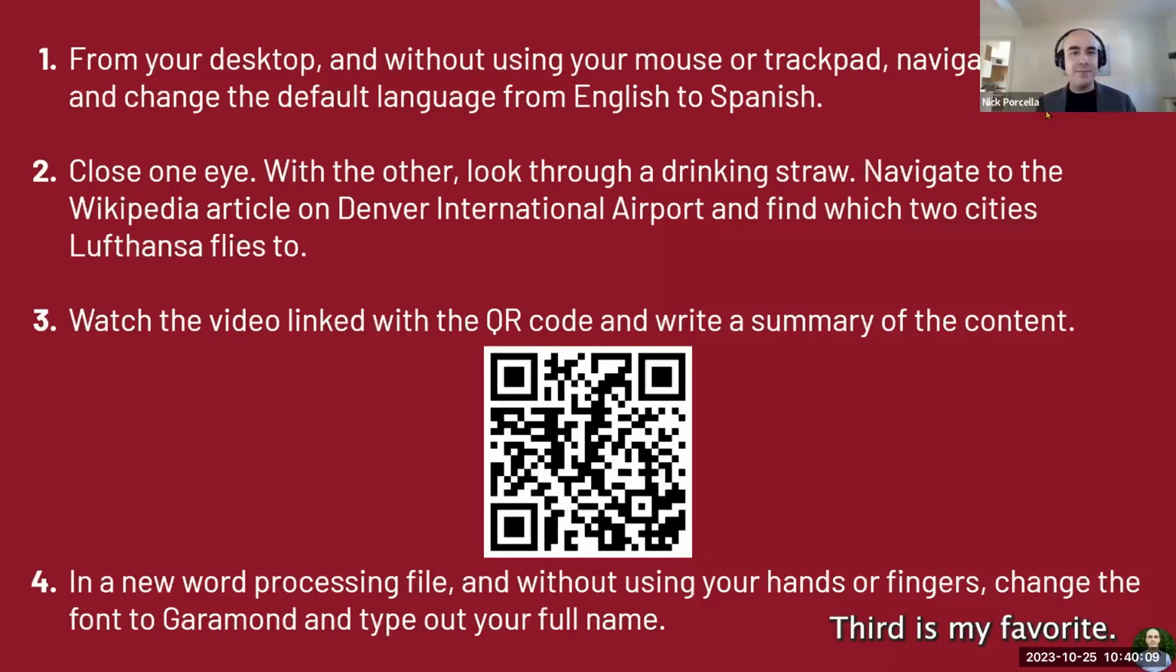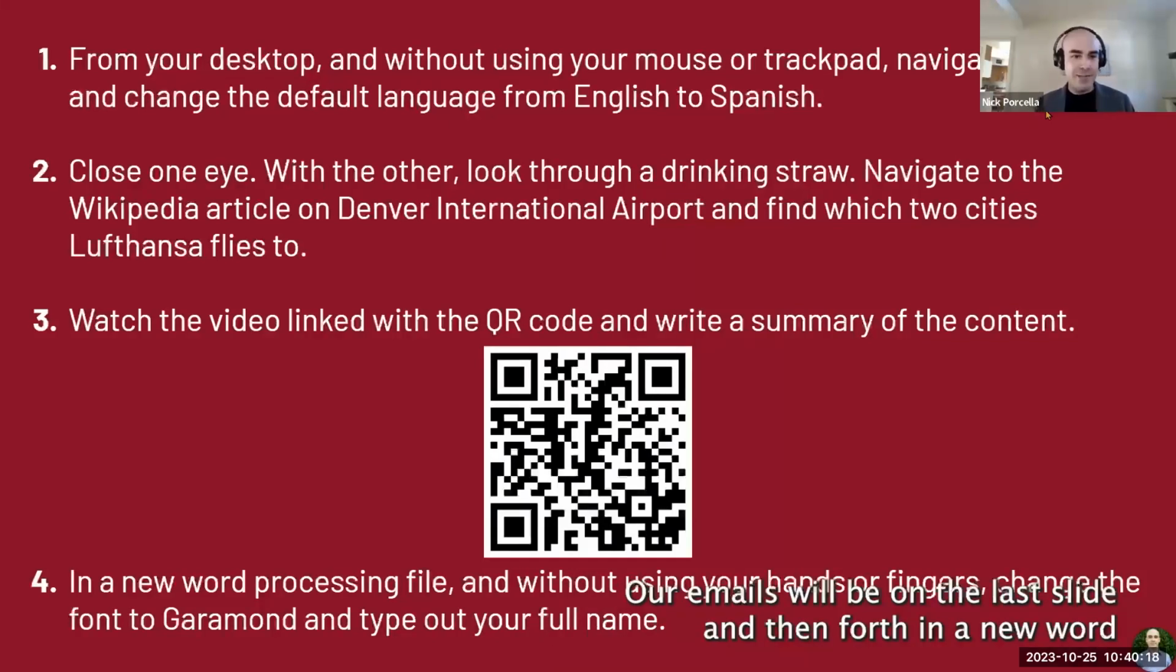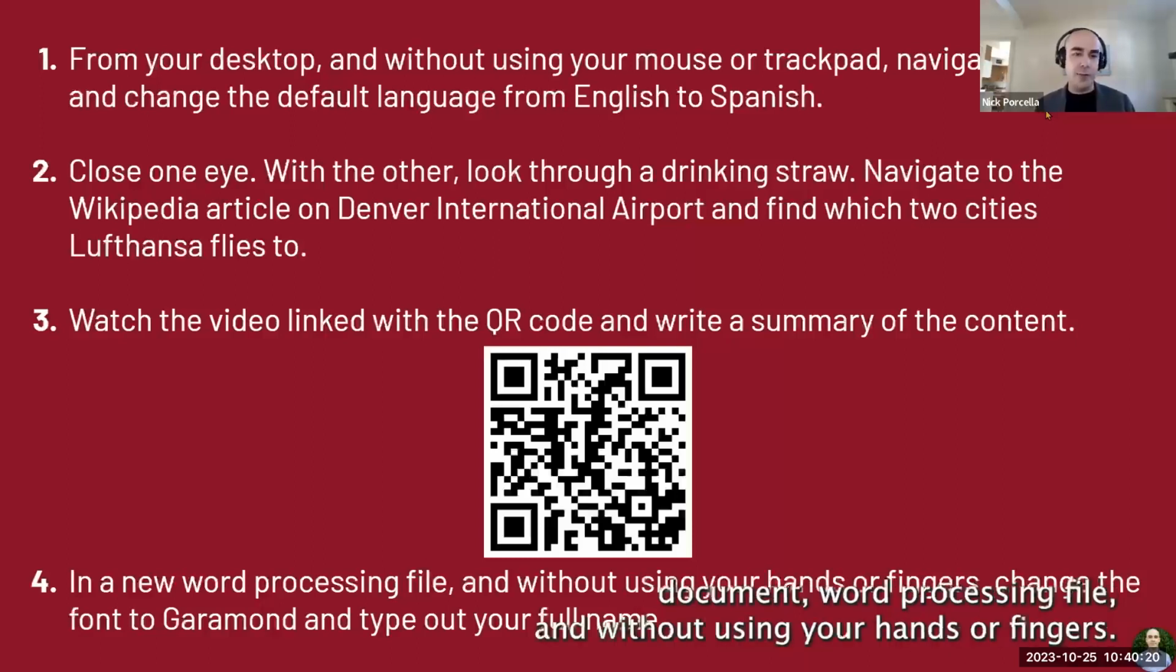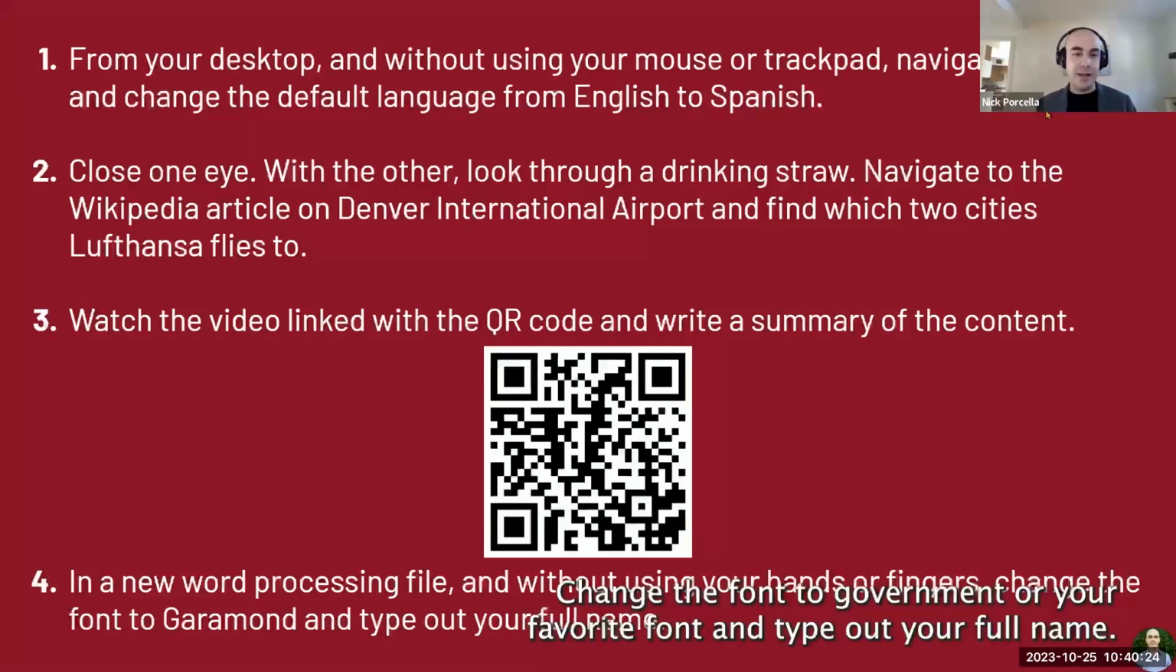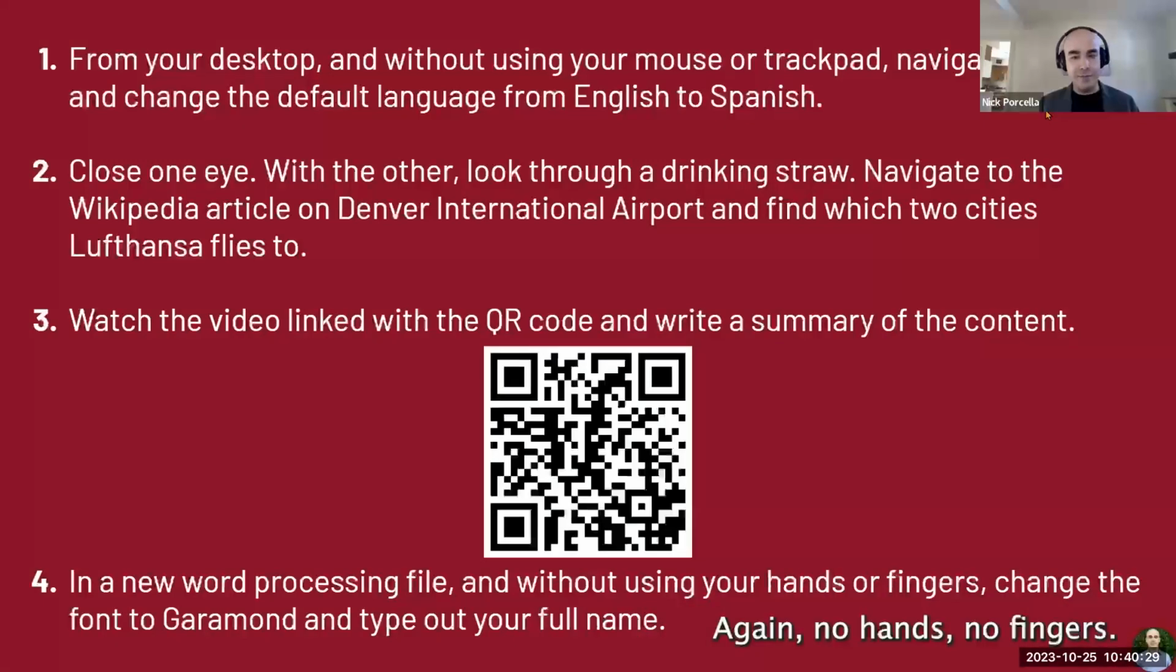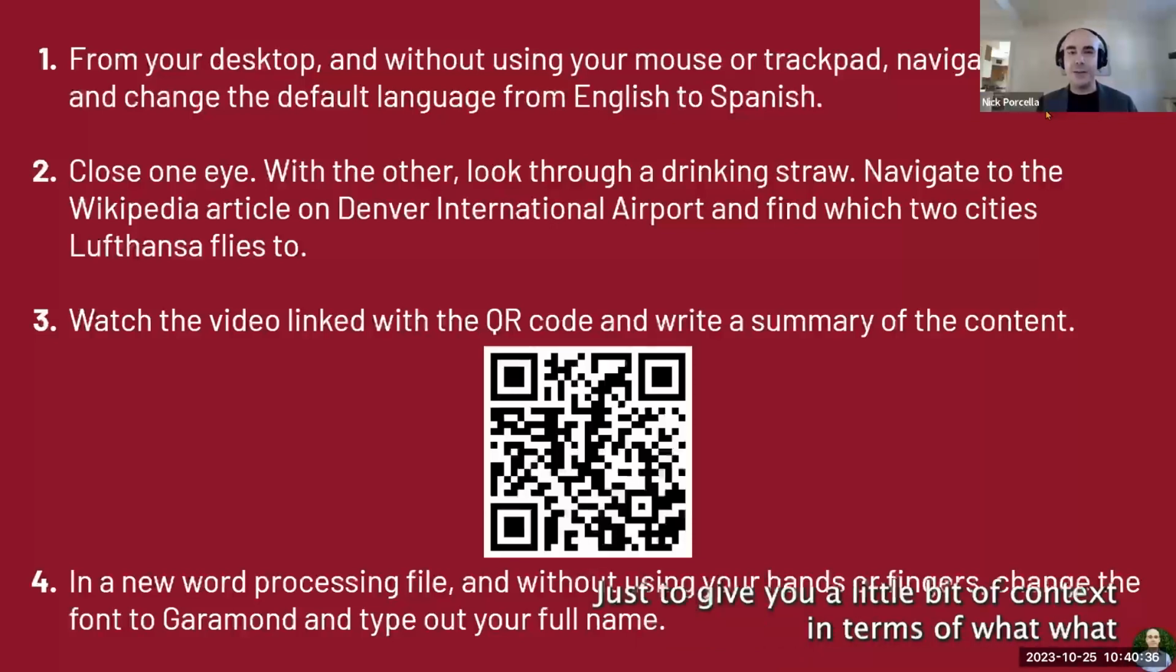Third is my favorite. Watch the video linked with the QR code, write a summary, and send me your summary. I'd love to hear what you come up with for that. Our emails will be on the last slide. And then 4th, in a new Word document, word processing file, and without using your hands or fingers, change the font to Garamond or your favorite font and type out your full name. Again, no hands, no fingers. So take a screenshot, let us know how you do. These are meant to be frustrating, just to give you a little bit of context in terms of what a lot of people encounter every day on the web.